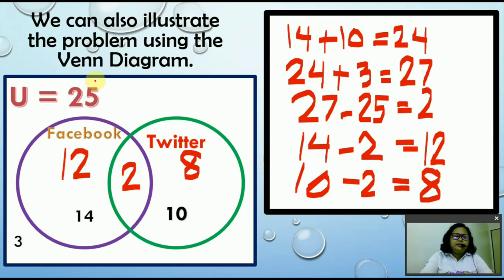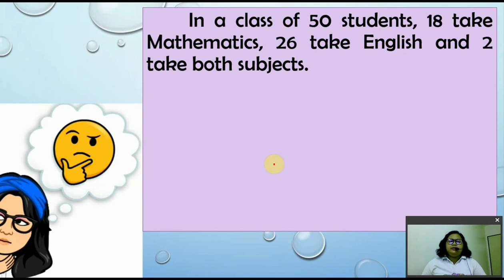I repeat, there are 25 students in the universal set. So 12 of them uses Facebook only. 2 students uses Facebook and Twitter. There are 14 students who uses Facebook. There are 10 students who uses Twitter. But there are only 8 students who uses Twitter only. And there are 3 students who did not use any of the social networking sites. So if we're going to add 3 plus 12 plus 2 plus 8, the sum is 25.